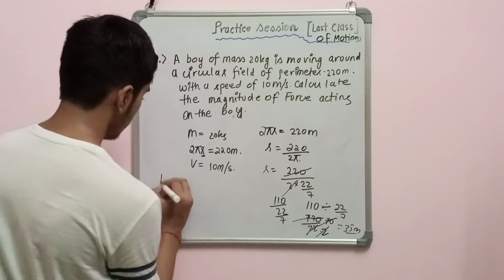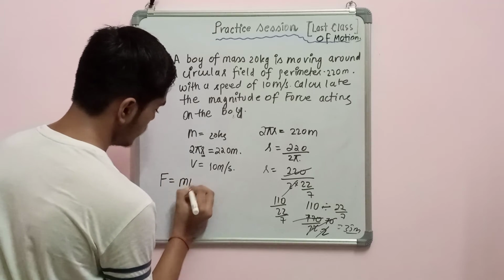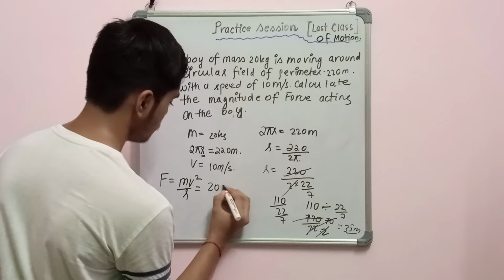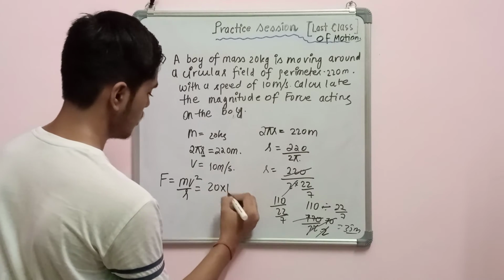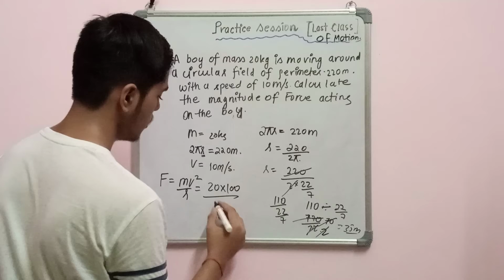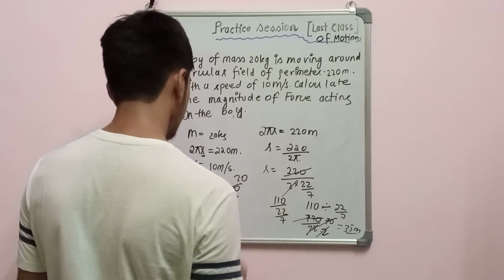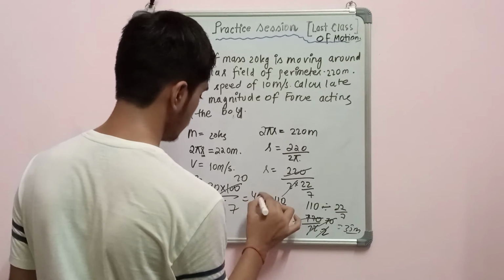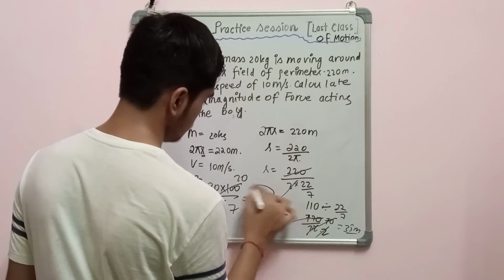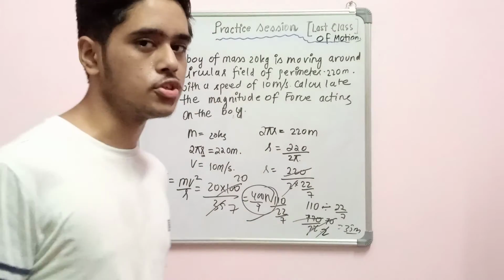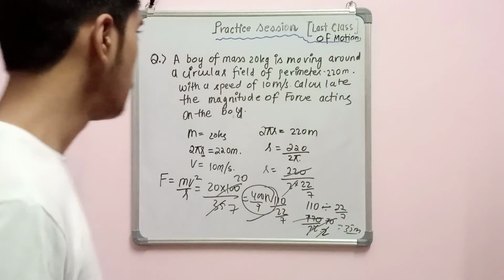And the formula for centripetal force is mv square by r. Mass is given to you as 20 kg into v square. v square is 100, 10 square is 100, divided by 35. So 5 times 7 is 35, 20 times 100 by 35, and this will be 400 upon 7 Newton. This will be the answer. So this is the method to think about the question. That's all about the concepts. Okay.